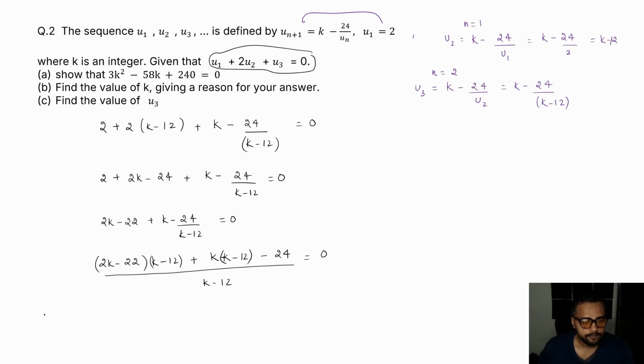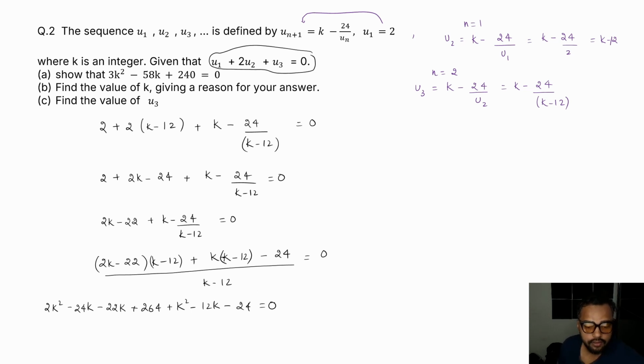So here we need to open this out. We'll be getting a particular value. So we'll be writing 2k square minus 24k minus 22k plus 264 plus k square minus 12k minus 24 equals 0. This k minus 12 we have multiplied directly on the right hand side, so we'll not be moving ahead with the denominator we were talking about.